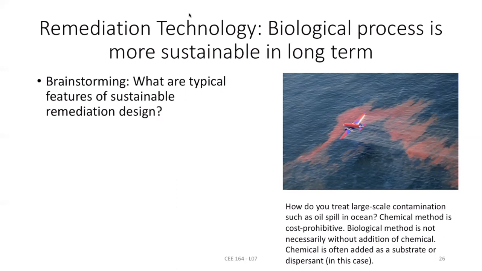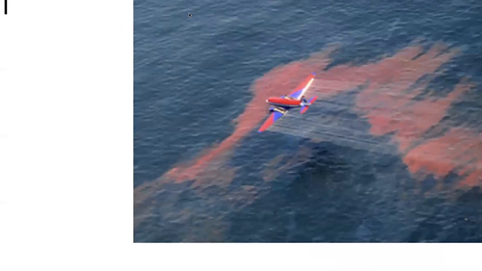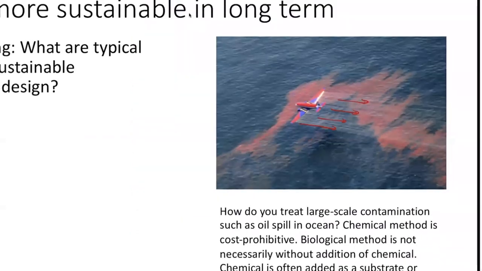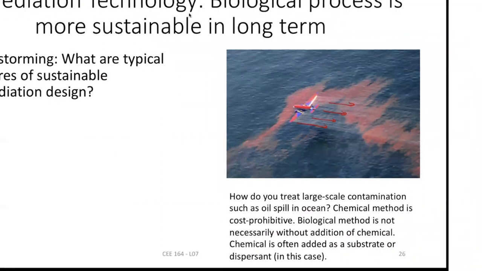Part of why I really like this picture is you see this aeroplane, they're spraying something. Can you guess what they're spraying? They're not spraying nutrients. They are not spraying any kind of substrate, but something that will make the contaminant more diluted. That way, microorganisms can be more efficient. So, any guess what they're spraying?